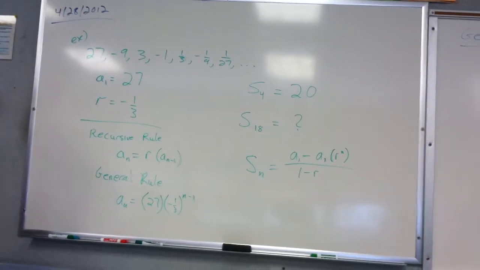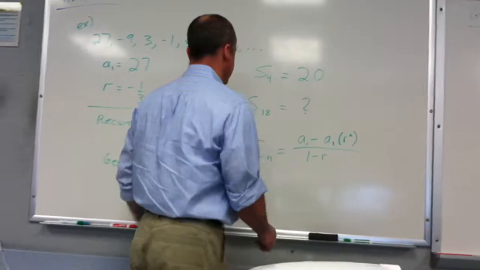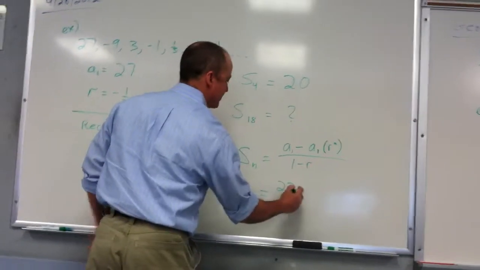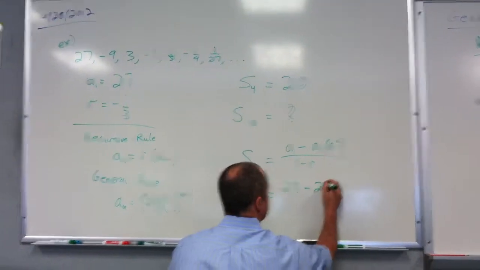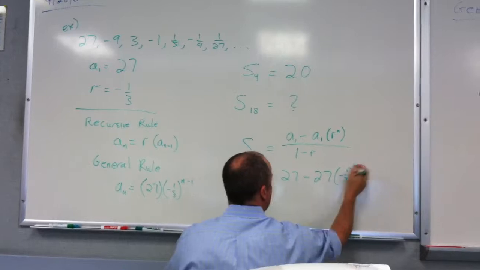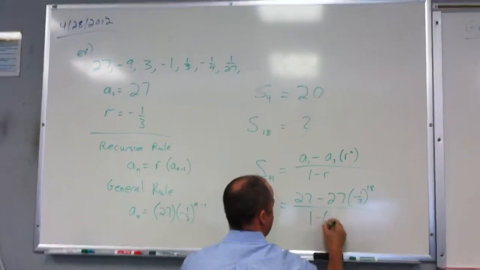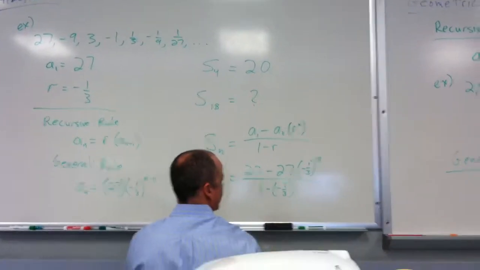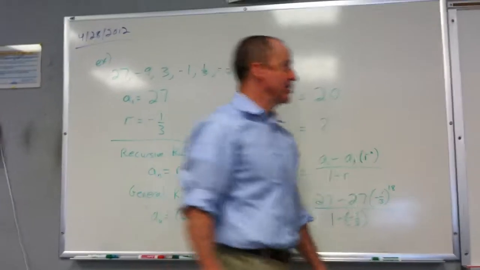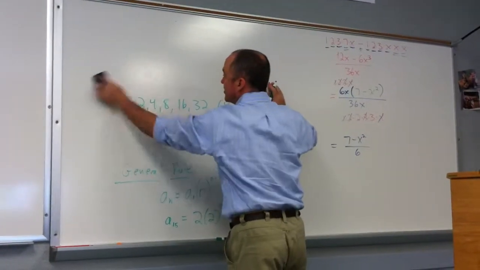Can you give an example? Yeah, it's the sum of the first 18 terms of the sequence. That'd be 27 minus 27 times negative 1/3 to the 18th power over 1 minus negative 1/3, or 1 plus 1/3. And because that's the 18th power in there, I don't think it's fair to ask you to continue with that one much further without a calculator.